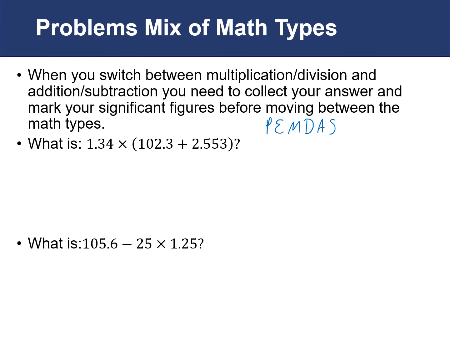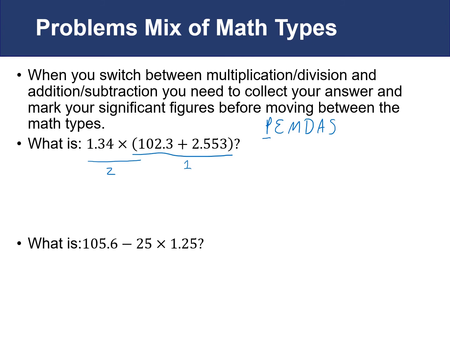So for our first example, we are taking 1.34 times, in a set of parentheses, 102.3 plus 2.553. So using PEMDAS, we will do the parentheses first. We will do this part here first, and then we will multiply by the 1.34 times the resulting answer from step 1. In doing this, we will be switching between addition, subtraction for step 1 and multiplication for step 2.